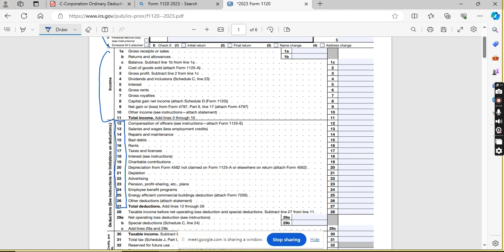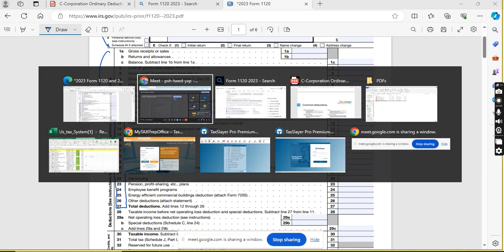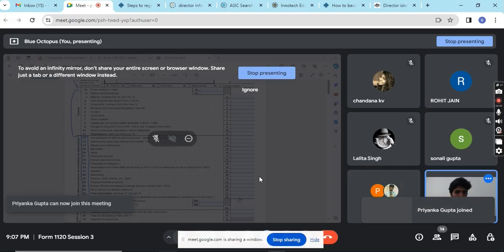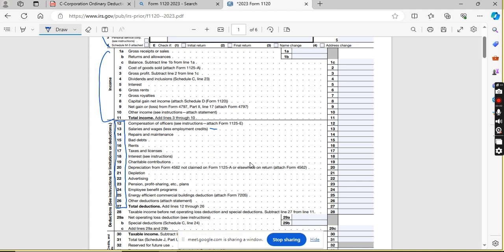Then why do we have salaries separate? Salaries are for normal employees, and compensation is for officers, CEOs, CFOs. So officers generally include the CEO, CFO, and the total top five officers.